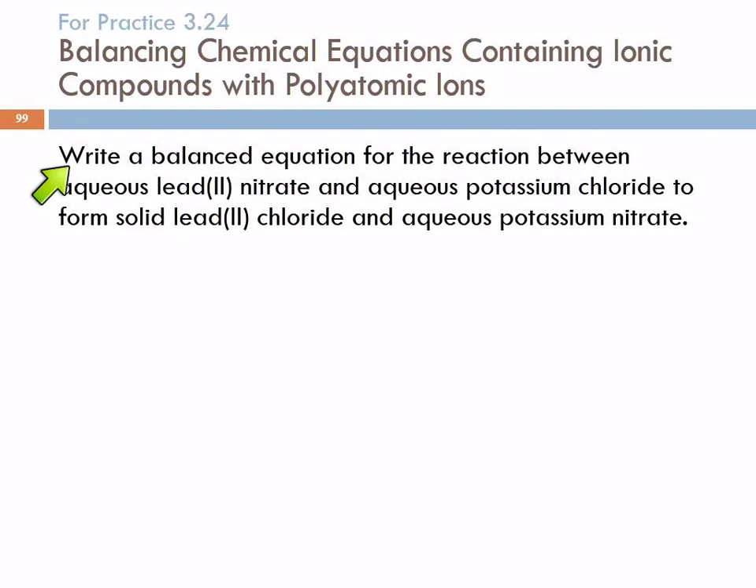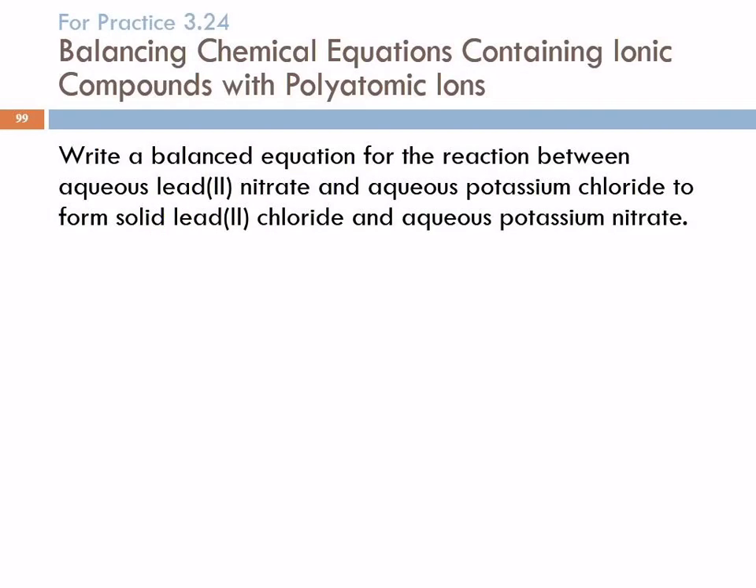So here's the statement. Write a balanced equation for the reaction between aqueous lead-2 nitrate and aqueous potassium chloride to form solid lead-2 chloride and aqueous potassium nitrate. So the first thing we have to do is write formulas. These are ionic compounds. So we need to look at the ion formulas with their charges before we can write the compound formulas. So this first one is lead-2 nitrate.